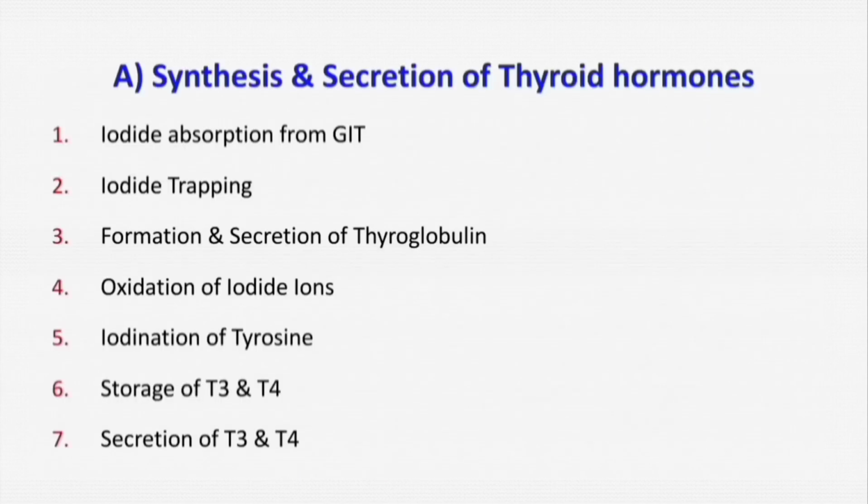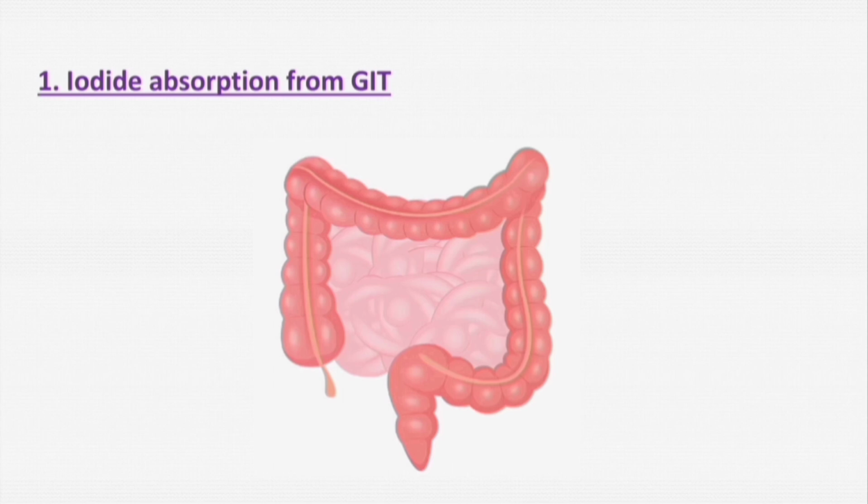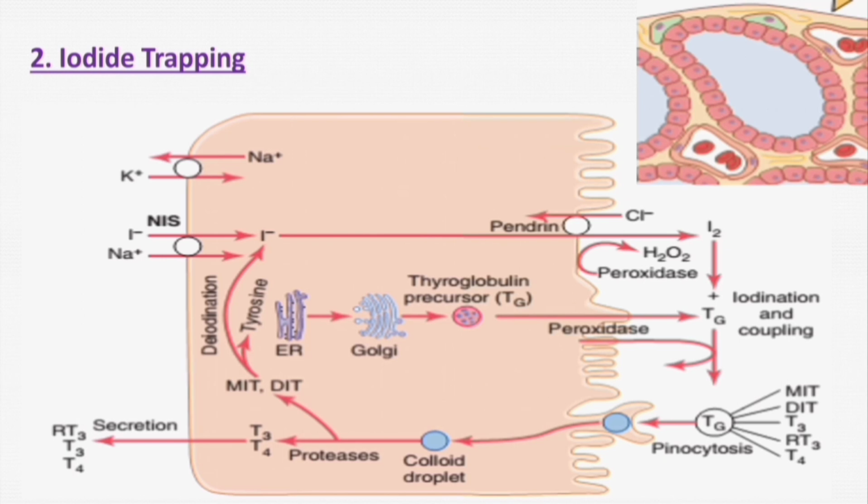Now, these are the steps of synthesis and secretion of thyroid hormone, and the first step is iodide absorption from GIT. Okay, iodide absorption from GIT. Now, our normal iodine requirement is about 1 milligram per week, and the iodine ingested orally is well absorbed from the GIT. Then the next step is iodide trapping, that is how the iodide is transferred from the blood into these thyroid cuboidal epithelial cells.